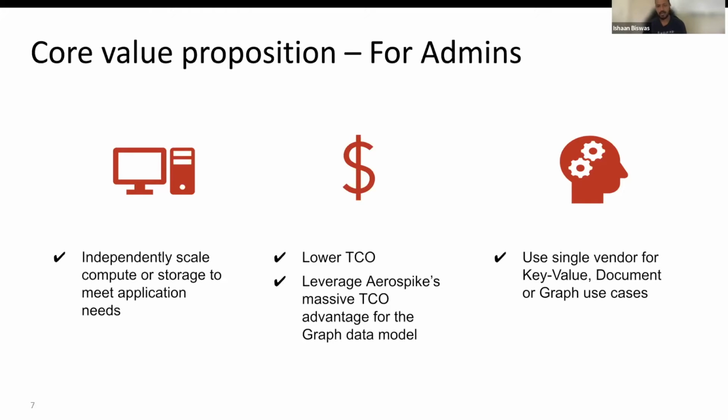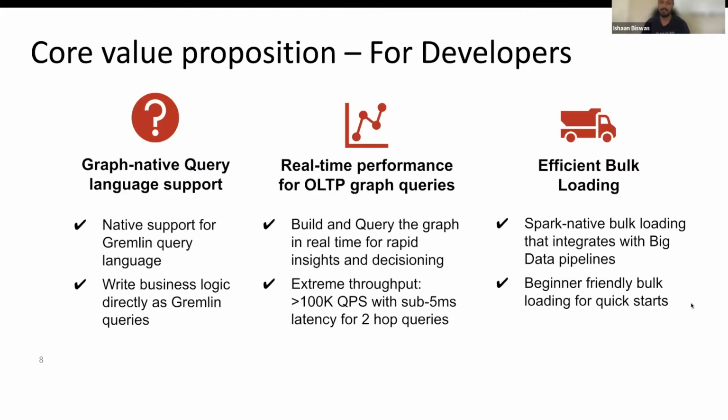The other important point here, especially for admins, is you can use a single vendor, in this case Aerospike, for different kinds of application data models, whether it's key value or document or graph. You can use the same database, have separate namespaces, but have the same database cluster for different application needs. So you don't have to have 3 different vendors that are optimized for specific data models. All of this greatly simplifies your job as a database admin.